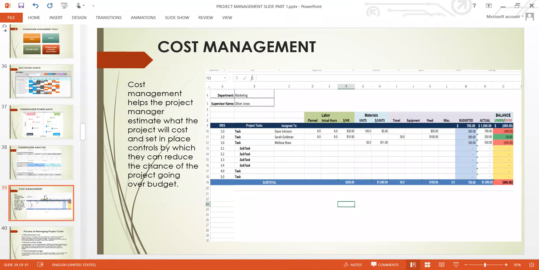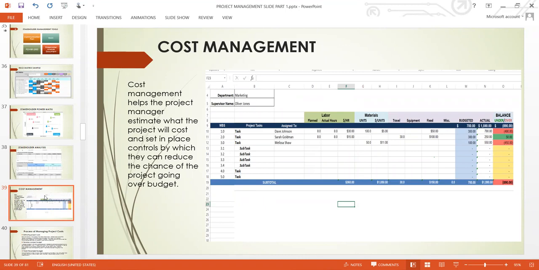Cost management helps the project manager establish what the project will cost and set in place controls by which they can reduce the chance of the project going over budget. So these are the importance of cost management. To do that, looking at this template, that's how you break your cost down. Some tools like Microsoft Project software give you a good grip on how to manage cost because it's incorporated in the software: how you allocate your cost and then track your cost. You baseline your cost, and that will help you to manage your cost very well.